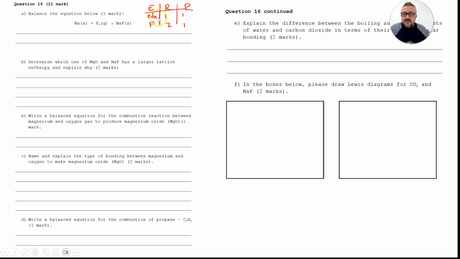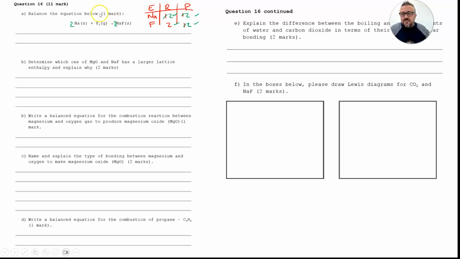On the reactant side, we have 1 sodium, 2 fluorine atoms. On the product side, we have 1 sodium, 1 fluorine. First thing you do is you want to balance the metals. The metals are balanced, sodium. Then you balance the non-metals. So we'll put a 2 out in front of that sodium fluoride. And now we have 2 fluorines on either side. But we also now have 2 sodiums on the product side. So we need to balance that by putting a 2 out in front of the sodium, and then we need to write our answer.